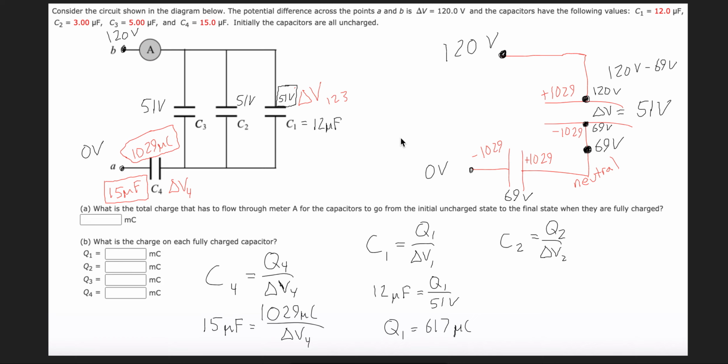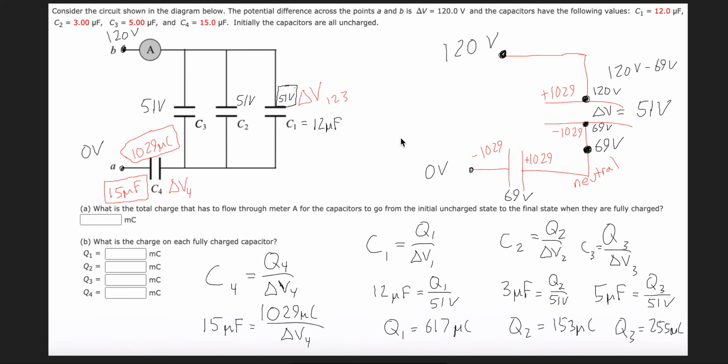Okay. Yeah, so once you have that, the rest is just plugging them in. So 153 microcoulombs. And you just do it for C3 as well. All right, and those will be the answers to the questions.